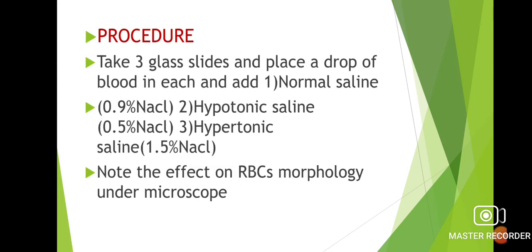Procedure for this practical: we will take 3 glass slides and place a drop of blood on each of them, and we will add normal saline on the first slide, then hypotonic saline on the second, and hypertonic on the third slide. After that, we will note the effect on RBC morphology under the microscope.